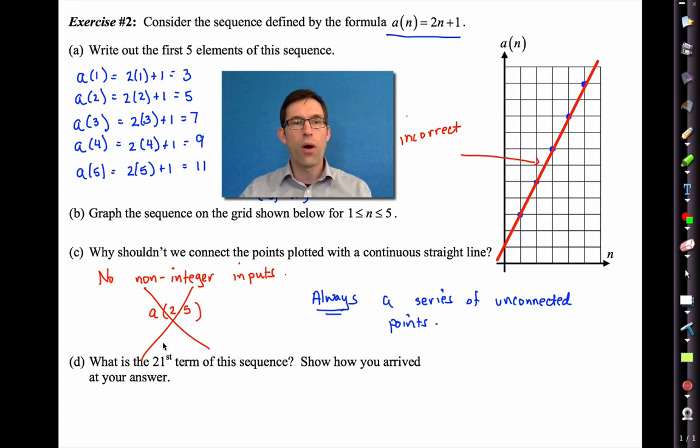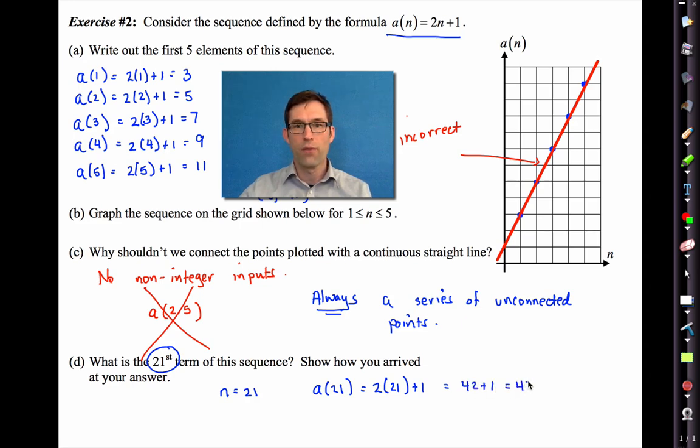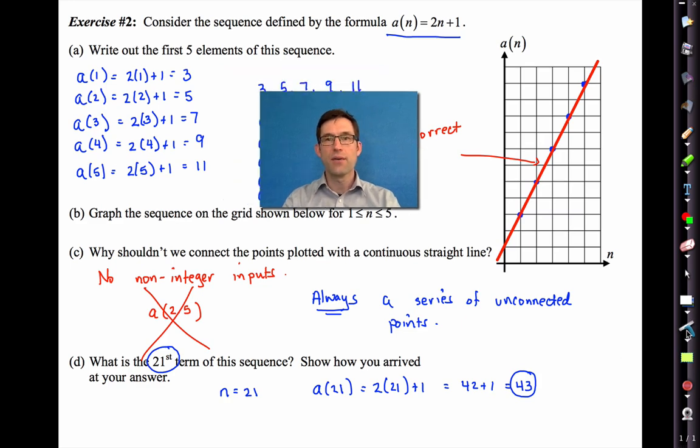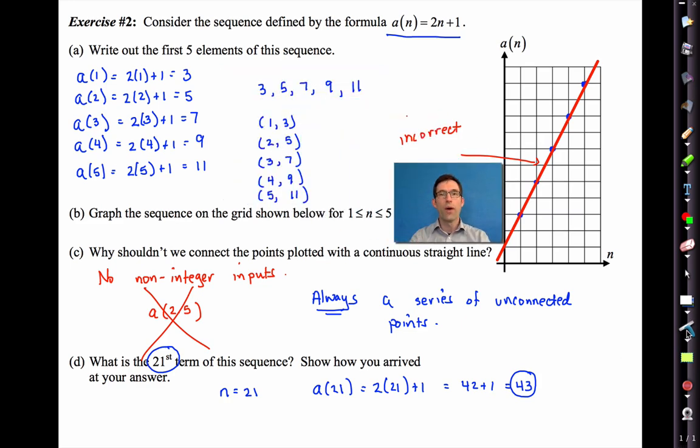All right. Well, it's not too hard because 21 is what's called the index number. That's my N. Okay, so the 21st entry, A of 21, is going to be 2 times 21 plus 1, or 42 plus 1, or 43. That's it. So that is my 21st term of the sequence. Okay? So it's not too bad. I'm going to clear this out. Remember, you don't want the line, right? Just the unconnected series of points. Here we go.